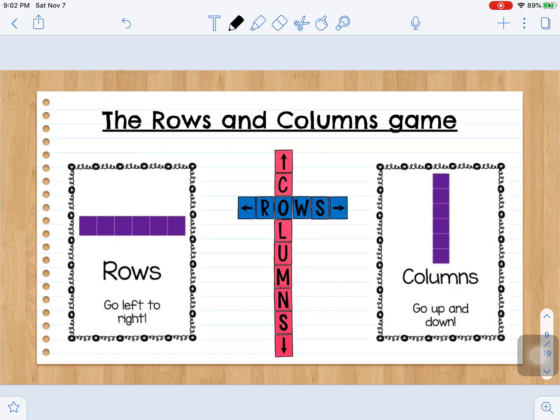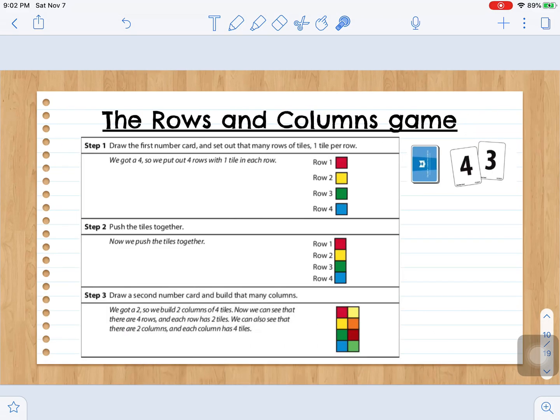All right, now we are going to move into the rows and columns game. And before we play this game, it is important to know that rows go from left to right, as you can see in this picture, kind of like in a movie theater when you sit in rows. And columns go up and down, kind of like a building. They go up and down. So for the rows and columns game, we're each going to draw 2 cards from the deck. The first card will tell us how many rows we're going to have, and the second card will tell us how many columns we will have, just like in this picture.